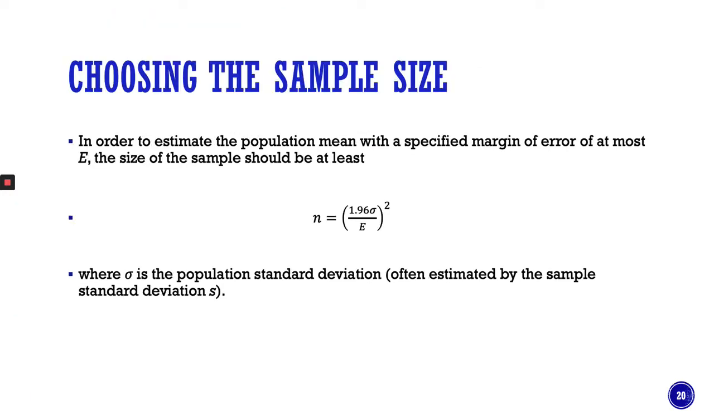So, choosing the sample size. In order to estimate the population mean with a specified margin of error of at most E, the size of the sample should be at least, and this is our formula, where sigma is the population standard deviation, often estimated by the sample standard deviation S.